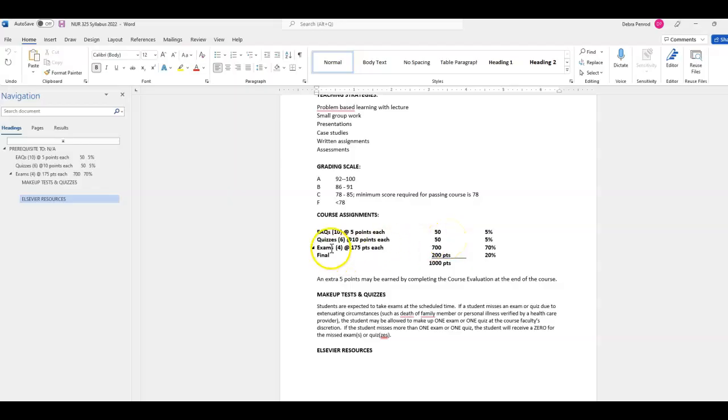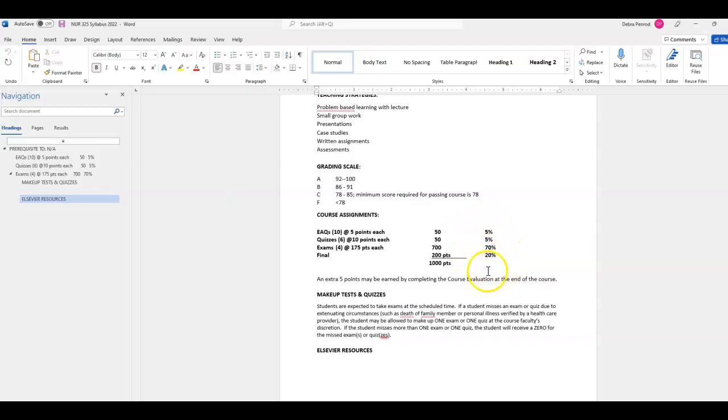And then there are 4 exams for the course. Each exam is worth 175 points, which gives you 700 points for exam scores. Your final was 200, so you see the breakdown of the course. So exams are pretty heavy, 70% of the course, and then the EAQs and the quizzes are each worth 5%, and your final is worth 20%.